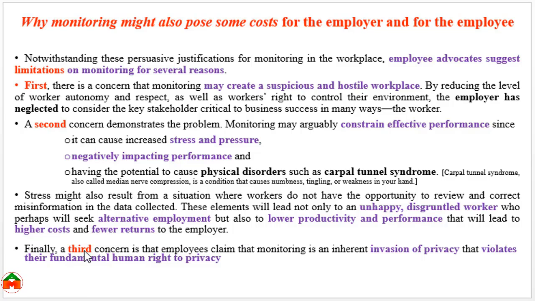And the third problem arising from monitoring the employees is that employees claim that monitoring is an inherent invasion of privacy that violates their fundamental human right to privacy. That means the employees may think that due to monitoring there may be a violation of privacy. So these are the limitations or problems arising from the monitoring of the employees.